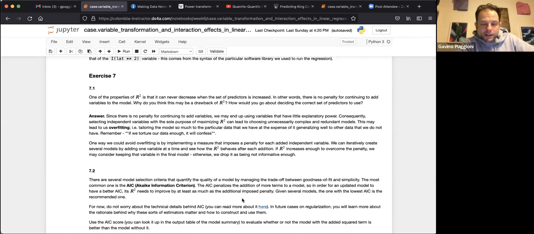When you are comparing different models for the same response, of course, the one with the lowest AIC is always preferable.